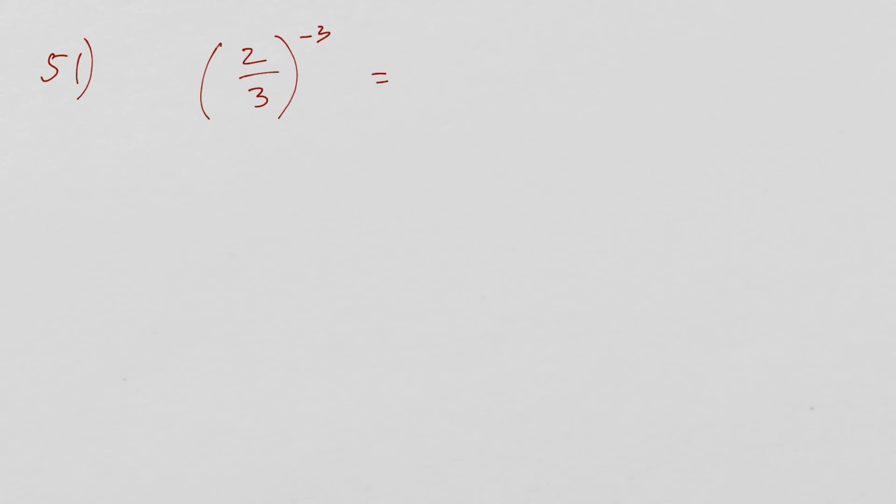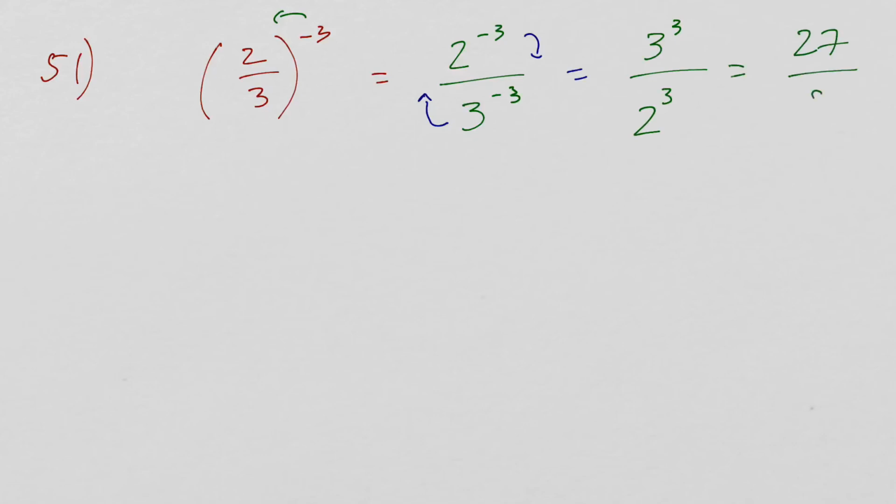Okay, there's more than one way to do this, but one way is to distribute that exponent. So we get 2 to the negative 3 over 3 to the negative 3. And then I make the exponents positive by bringing them to the other side of the fraction. So I get 3 to the 3 over 2 to the 3. And 3 to the 3 is 27. 2 to the 3 is 8. And there's nothing more I can do to simplify.